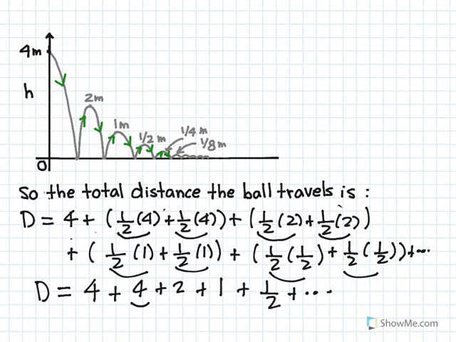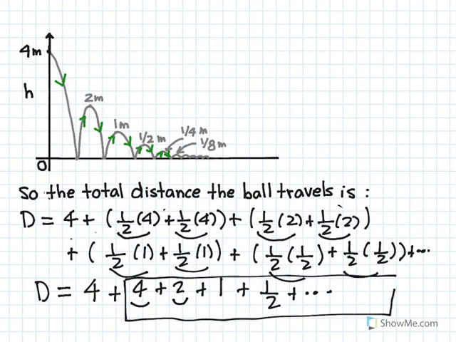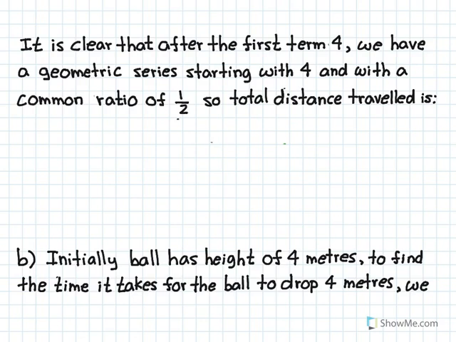Starting at 4, that's the first term, and for the common ratio, we can take the ratio of two successive terms. 2 divided by 4 is 1/2, and 1/2 is the common ratio. And even in the question, it was given that every time it rebounds to a height of 1/2 the previous drop height, so clearly the common ratio here is 1/2. But it's important to realize that the geometric series starts after the first term. So it starts after 4, and it starts at this term, which is 4 plus 2 plus 1 plus 1/2 and so on. So it's clear that after the first term 4, we have a geometric series starting with 4, with a common ratio of 1/2.